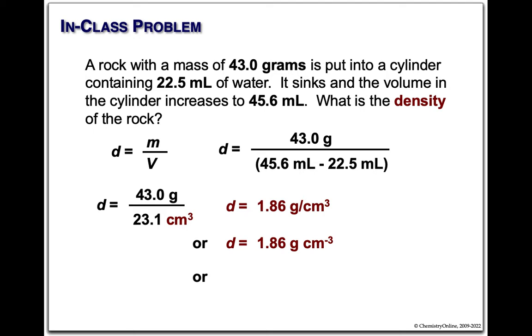Now you will also see this written as 1.86 grams centimeter minus 3. The fact that we have a negative exponent means it's in the denominator. We can also express this in terms of milliliters because a cubic centimeter and a milliliter are the same. Any questions?